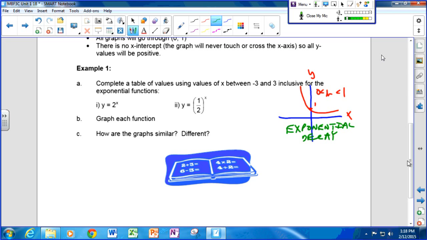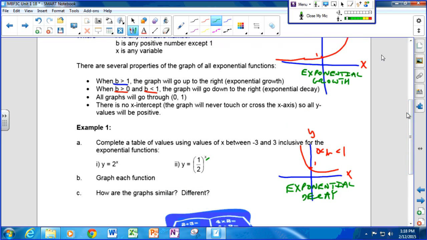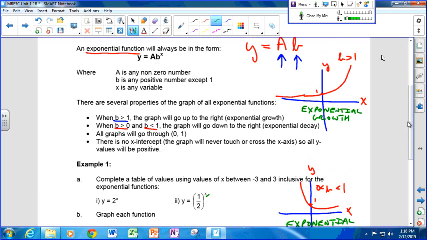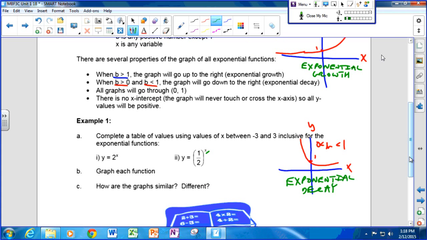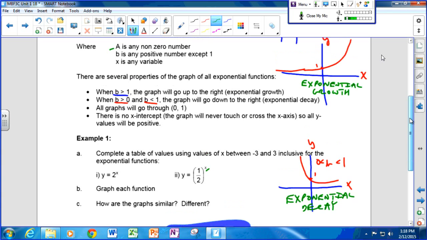The key here is that your exponential function is going to have a variable. It doesn't have to be x, it can be anything, but it's going to have a variable in the exponent, not the base, not the coefficient, which in this case would be a. They're just calling it a non-zero number, but it'll have a variable in the exponent. Okay, I hope I was clear there.